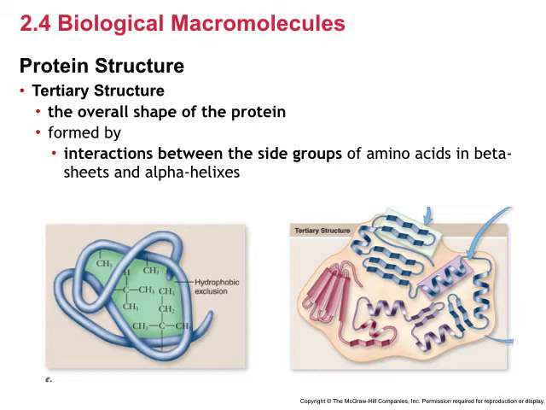And so here again you have the tertiary structure. You can see in the figure to the right that you have alpha helixes, which are the spirals. You have beta sheets, which are those kind of wrinkled sheets that are parallel to one another, and those will come together and fit a certain way depending on the interactions between the side groups of the amino acids.